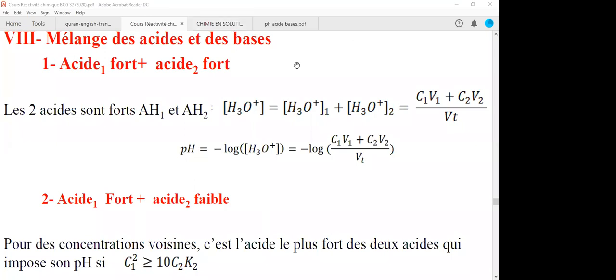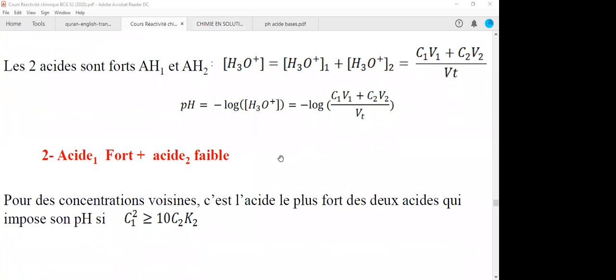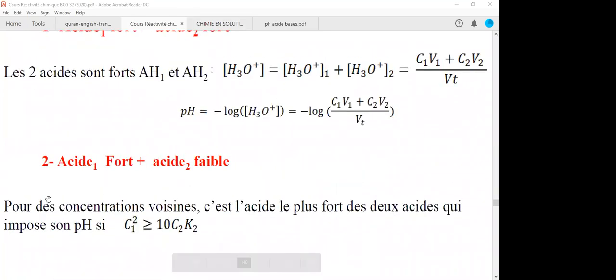Yes. Okay, we proceed. Then la deuxième condition: acid 1 fort, acid 2 faible. So here we have an acid which is strong and another acid which is weak. Pour des concentrations voisines, c'est l'acide le plus fort des deux acides qui impose son pH, si concentration 1 squared is greater than or equal to 10 times concentration 2 times Ka2. So we have a mix of an acid which is strong and another acid which is weak.